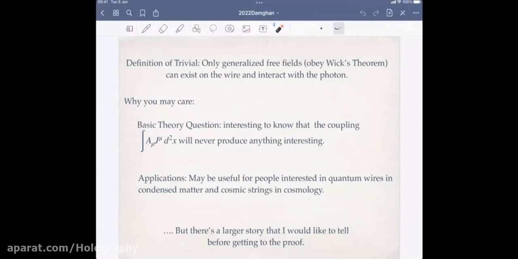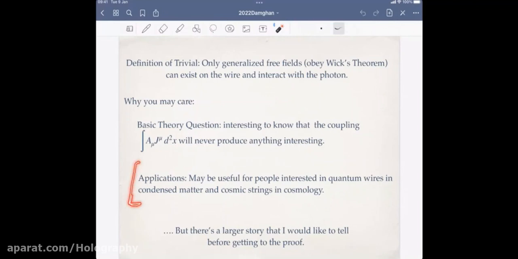So there's a basic theory question, I think, that it's interesting to know: if you have a coupling of this form, you couple the gauge potential to a charge current, it's interesting to know whether or not that will produce anything interesting in your theory, whether it will just gap out at the end of the day and you have just two separate universes, the universe on the wire, the universe in the bulk, no communication at the end of the day. That's possible.